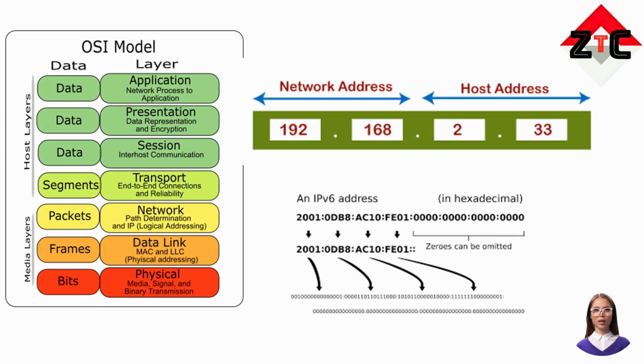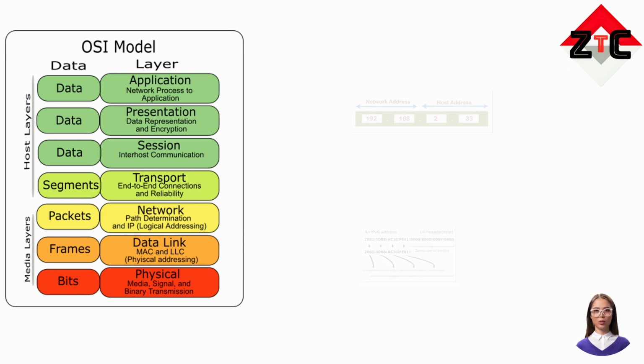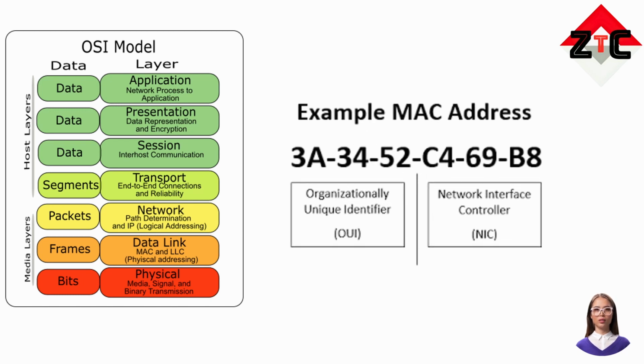IP addresses are unique identifiers assigned to devices at the network layer 3 of the OSI model. They facilitate device identification and packet routing across networks, represented in IPv4 as 4 octets or in IPv6 as hexadecimal digits. MAC addresses serve as unique identifiers for network interface controllers at the data link layer 2 of the OSI model. They enable communication within the same physical network segment and are typically hard-coded into NICs by manufacturers, represented as 48-bit or 64-bit hexadecimal numbers.